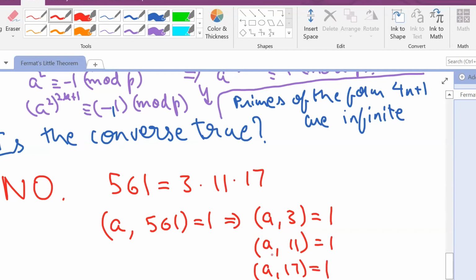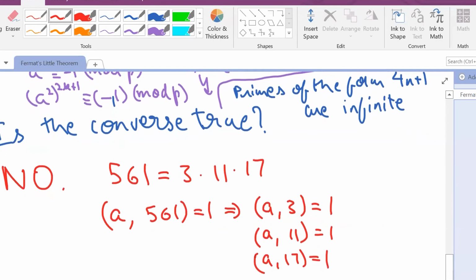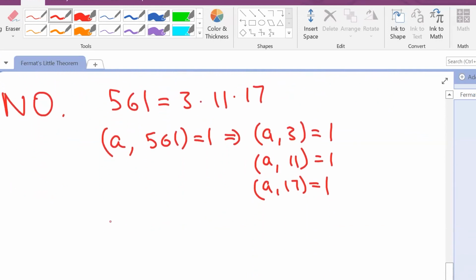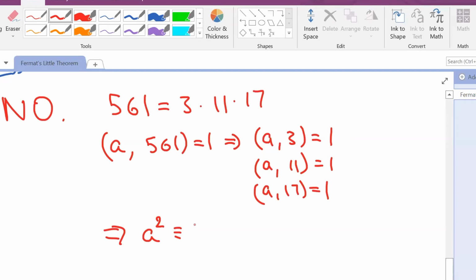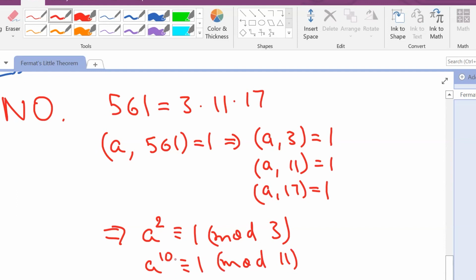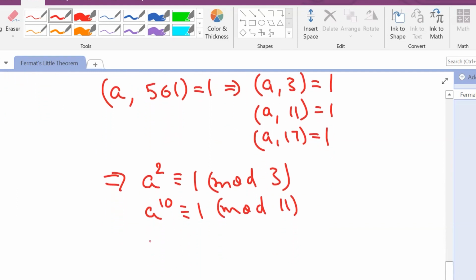Now these things hold true. We of course have our trusty old friend Fermat's theorem, which tells us from the first one that a squared is congruent to 1 mod 3. a to the 10 is congruent to 1 mod 11. And similarly, a to the 16 is congruent to 1 mod 17.